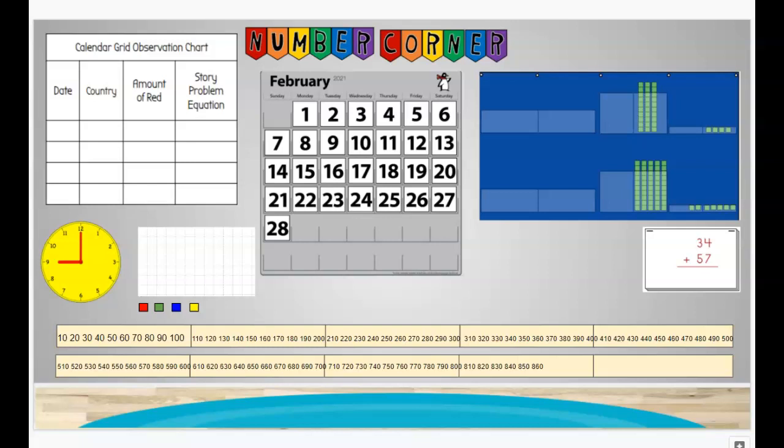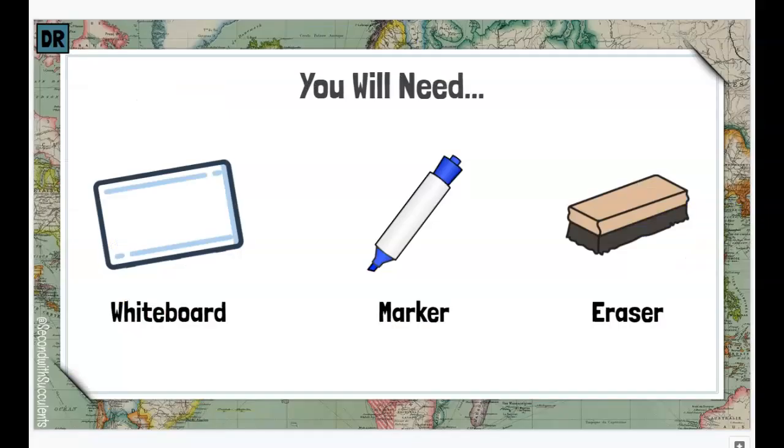For Number Corner today, we will be looking at our calendar grid and solving some story problems that go along with the markers. Here's what you'll need today. You'll need your whiteboard, a marker, and an eraser. If you don't have a whiteboard, a piece of paper and a pencil will work just fine. Take a moment to pause the video and get what you need.